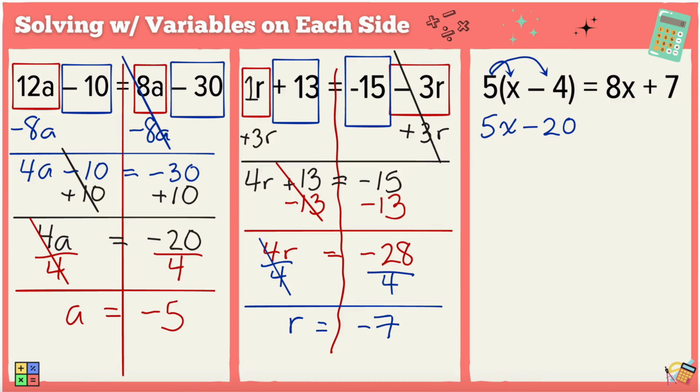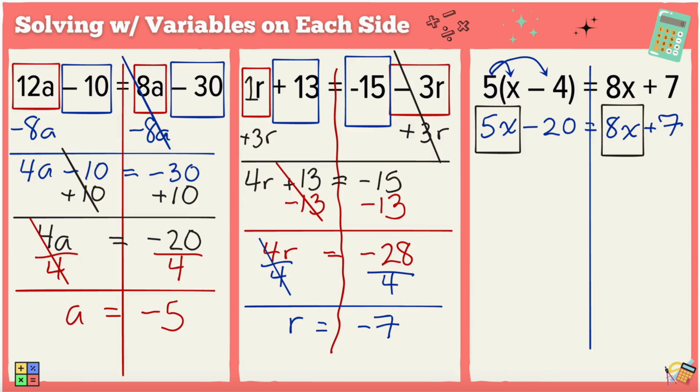Let me make sure I make my scale so I keep both sides balanced. And I still have my equals 8x plus 7. So now this looks like one of the normal problems that we've done before up to this point. But I still want to make sure I identify the variables. I have 5x on this side. I have 8x on this side. I also have negative 20. I also have positive 7.